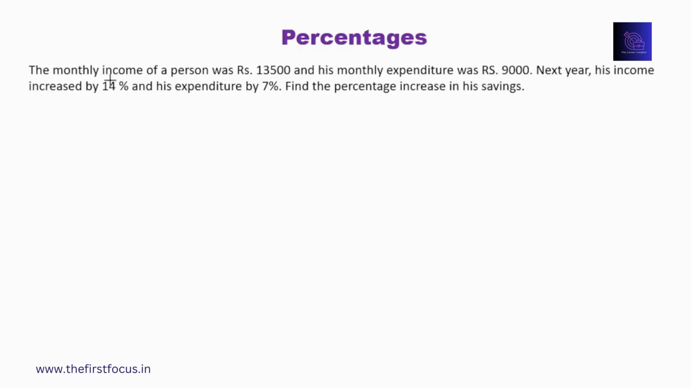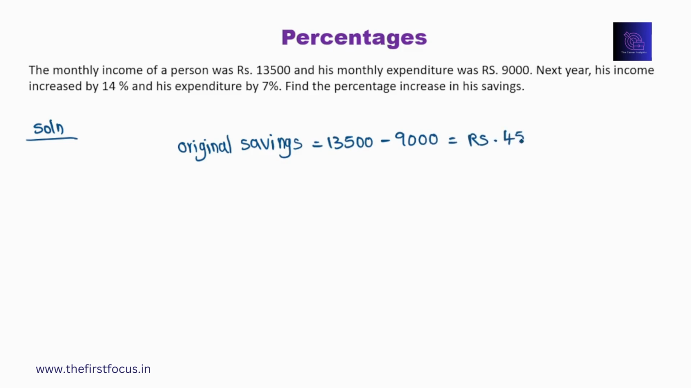See this problem. The monthly income of a person was rupees 13,500 and his monthly expenditure was rupees 9,000. Next year his income increased by 14% and his expenditure by 7%. Find the percentage increase in his savings. What was his present savings right now? That is income minus the expenditure. The original savings is 13,500 minus 9,000. It is rupees 4,500.